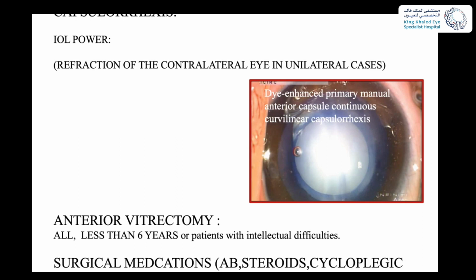Medication that will be used after lens aspiration is usually a steroid, an antibiotic, or a cycloplegic medication to keep the pupil dilated. For those patients with microphthalmia and congenital cataract, it's preferable to do peripheral iridotomy. This will prevent any chances for pupillary block.